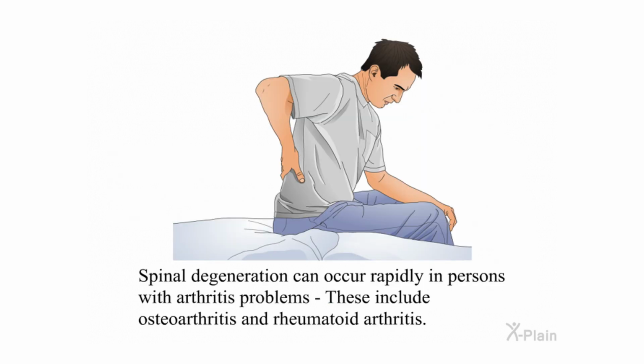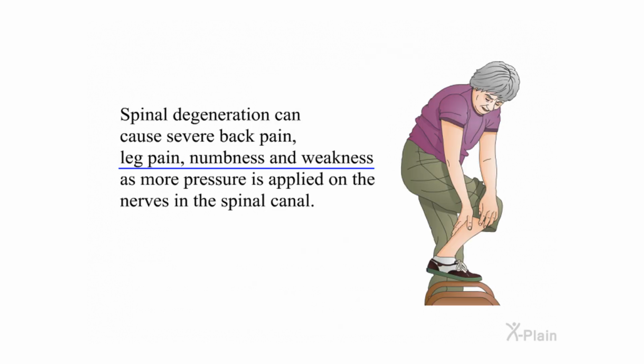Spinal degeneration can occur rapidly in persons with arthritis problems. These include osteoarthritis and rheumatoid arthritis. Spinal degeneration can cause severe back pain, leg pain, numbness, and weakness as more pressure is applied on the nerves in the spinal canal.